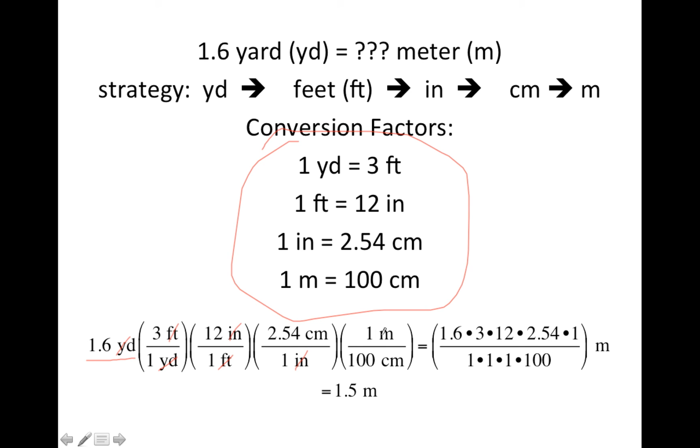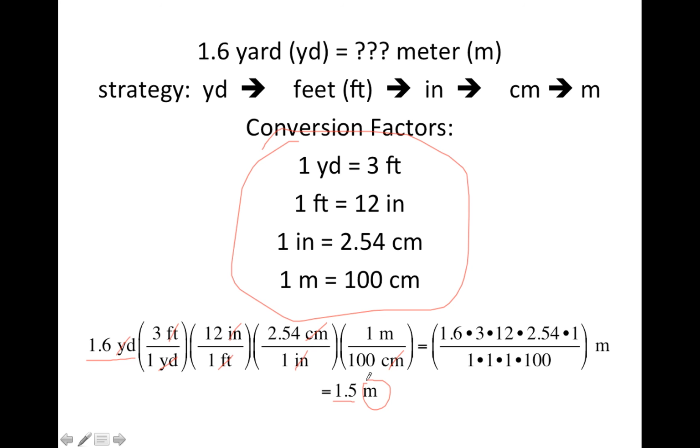At that point, we have centimeters, and the last step is simply to go to meters. So now we're back to those metric prefixes I mentioned. 1 meter is 100 centimeters, and so centimeters will cancel. So final answer, a lot of numbers to multiply and divide, but ultimately comes out to be 1.5, and our final unit, because everything else is canceled out, is meters.